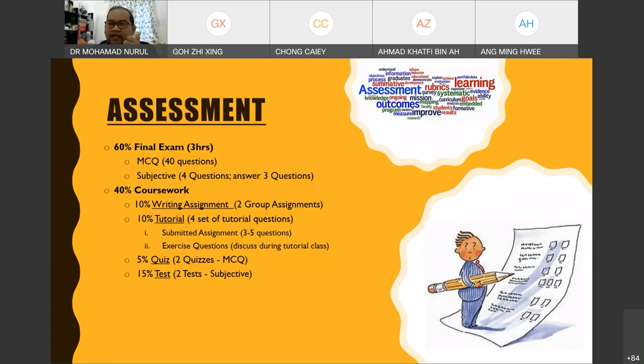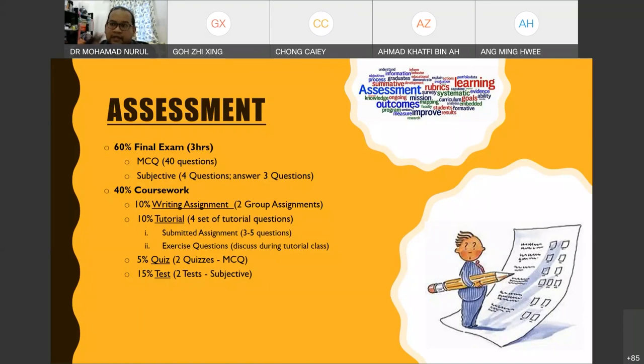10% writing assessments. 10% tutorial. There will be 4 sets of tutorials, and you have to submit assignments, which is 3 to 5 questions, and there is an additional question to do as an exercise during the tutorial class. 5% for quiz, which is MCQ, and 15% for test, which is subjective.